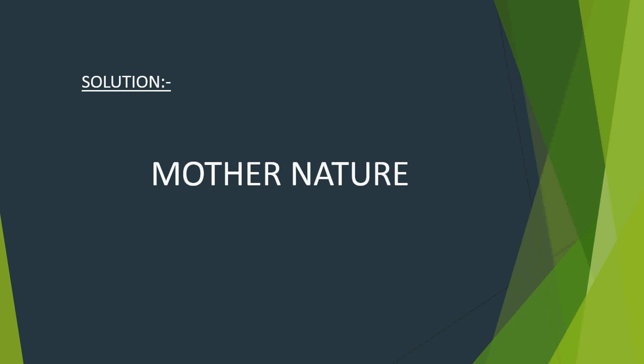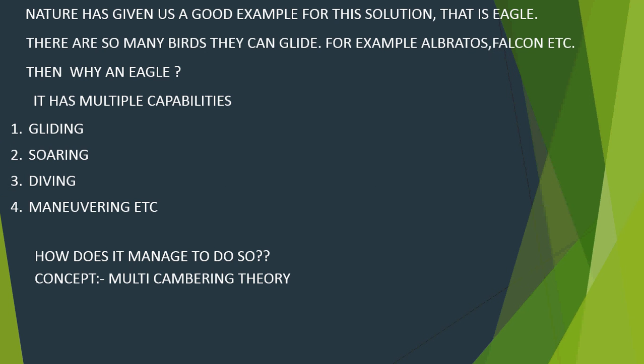So what is the solution for that problem? The answer is Mother Nature. How can we solve that problem? Nature has given us a good example for this solution, that is the eagle. There are so many birds that can glide, for example albatross, falcon, etc. Then why do we choose the eagle?